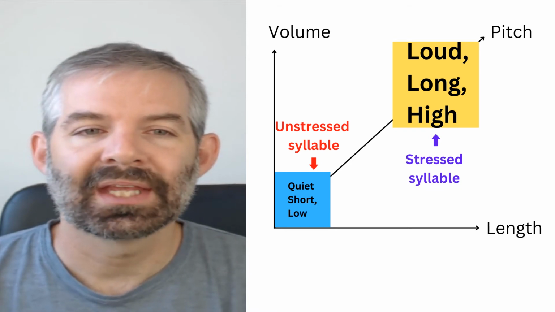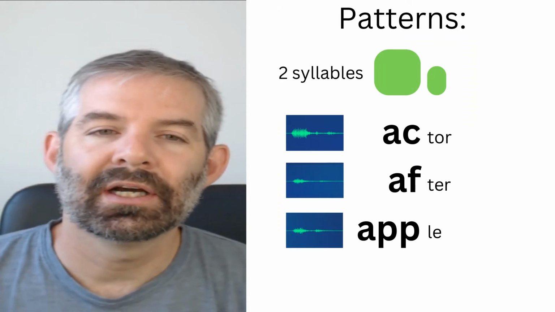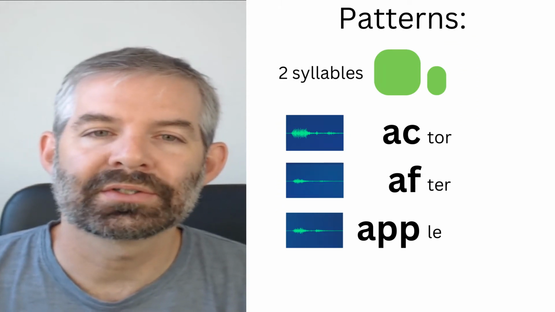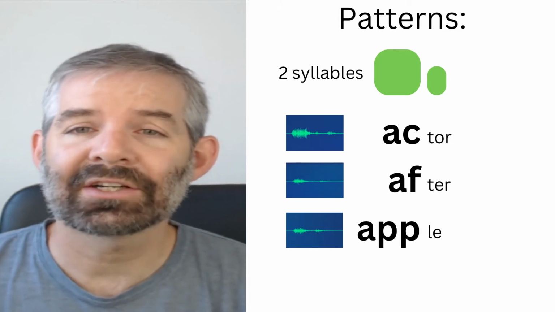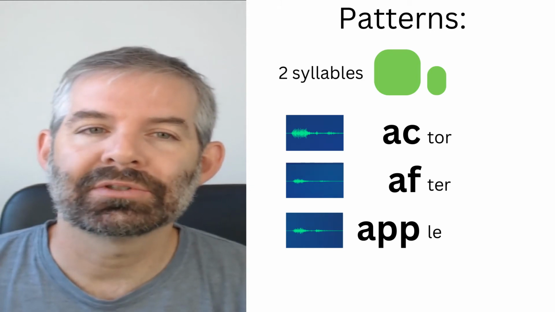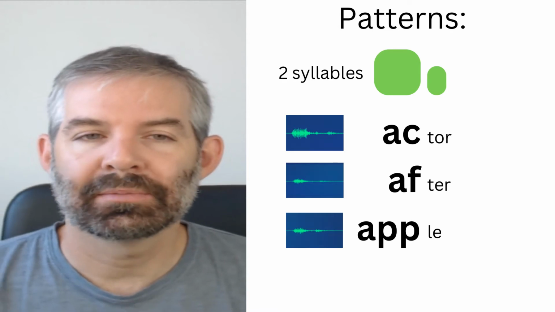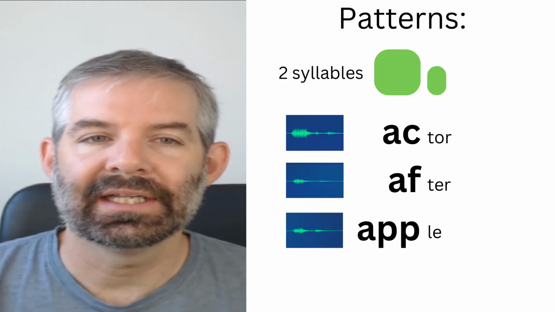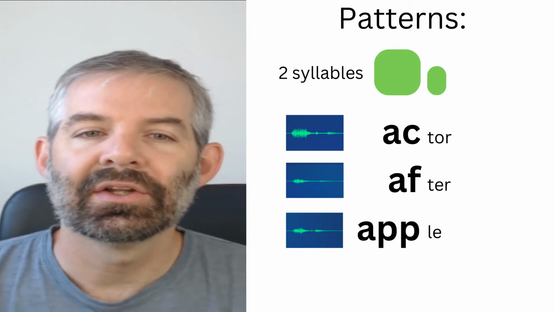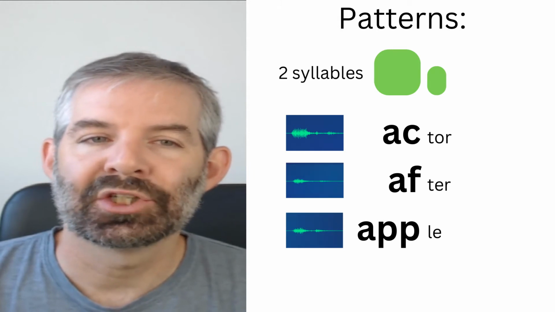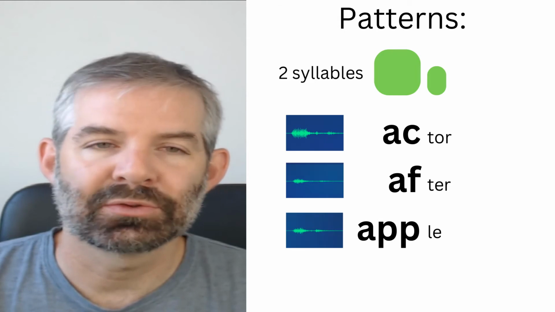Okay. Now let's take a look at some sound patterns for two-syllable and three-syllable words. So for example here, if I read these ones, actor, after, apple, they have a loud, high, long first syllable, and then by contrast, the unstressed syllable, like the OR ending, ER ending, or the LE ending, will be a bit clipped. They'll be shorter, quieter, and the pitch will be a bit lower.